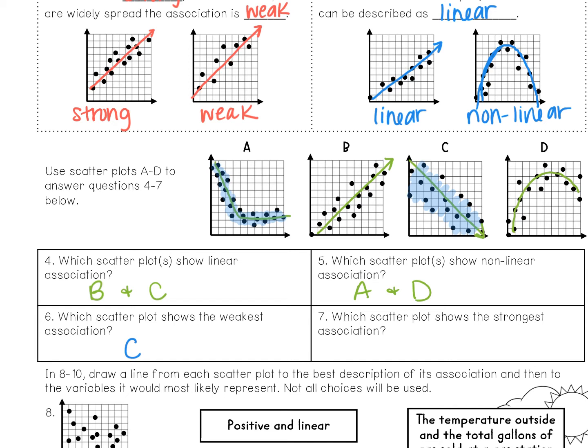Now 7 says which scatter plot shows the strongest association. Well, if I look at B, that's more tightly packed than C, right? But it's looser than A. And if I look at D, that also is more tightly packed than C, but not quite as tight around the line as A. So A shows the strongest association.